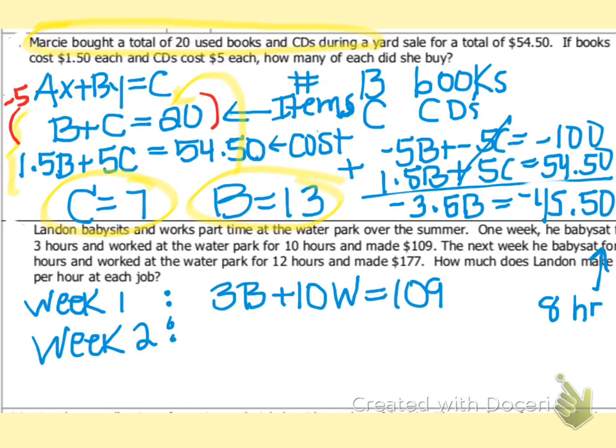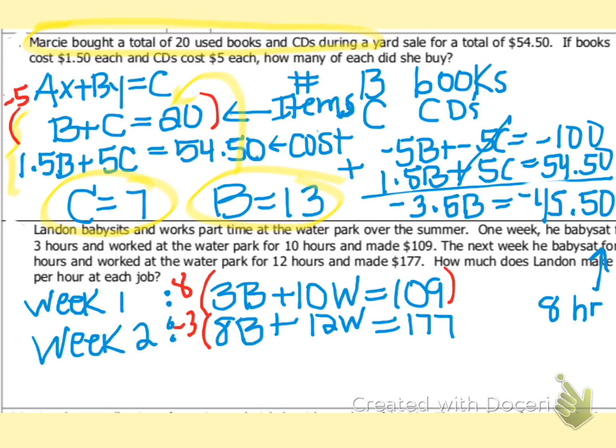The next one, he babysat for 8 hours, and worked 12 hours at the water park and made $177. So this is another system that's in standard form. And so say we want to use elimination, this is going to be one of those ones where it's a little harder to get the coefficients of either the B or W to be the exact opposites. So maybe you decide, okay, I'm going to take this top one and multiply by 8, and take this bottom one and multiply by, say, -3, okay? And then see what happens.